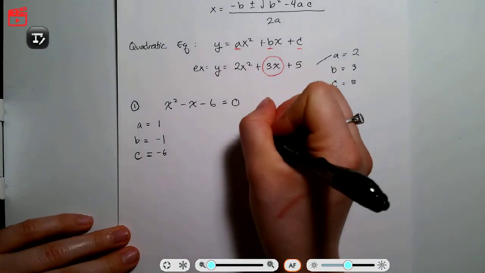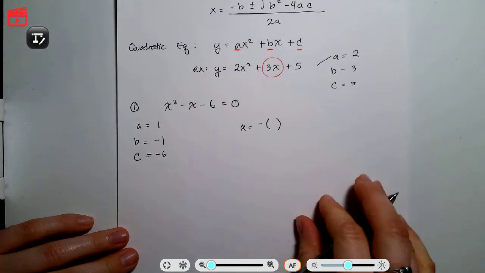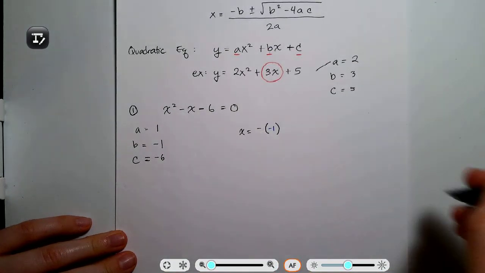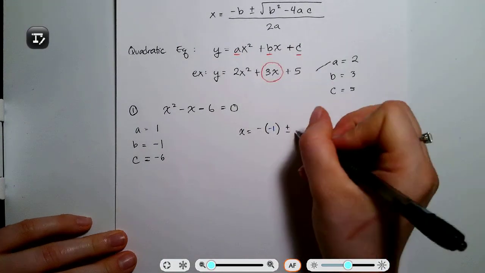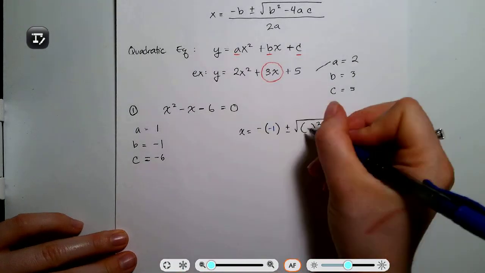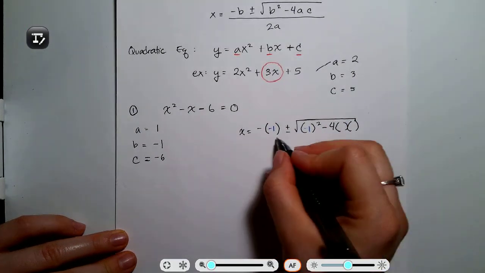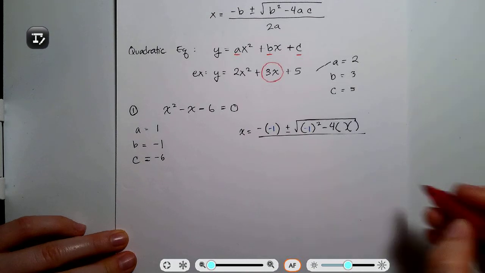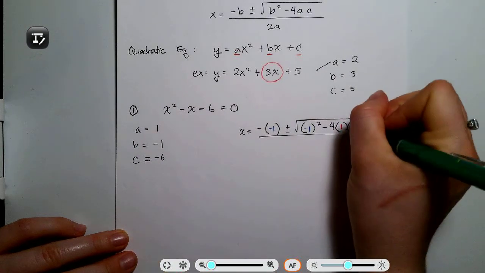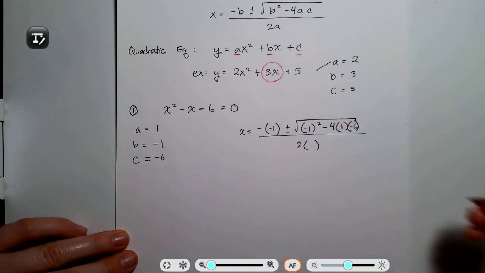And let's write out our formula, which we have now memorized. X equals -b. So what's my b value? -1. So let's plug that in. -1. Plus or minus, that's how the formula is going, the square root of b squared. So we found out what b was. It's -1. Minus 4 times ac. So what is our a value? A is 1. And what's our c value? -6. All over 2 times a. And my a value was 1.